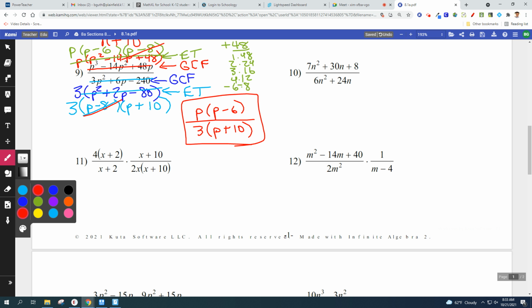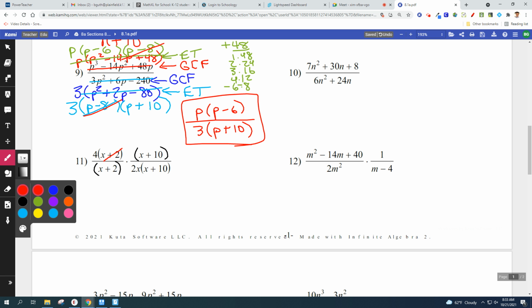number 11, all of a sudden this looks a lot harder, but this is actually the easiest problem we've seen so far. Because everything is factored already. You could even look at this as x plus 2 is a factor in parentheses and x plus 10 is a factor in parentheses. It doesn't really matter where it is, left or right. It matters if it's top and bottom.